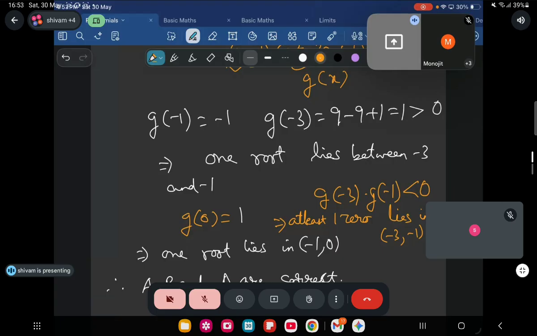Total how many negative real zeros do we have? I'm talking about f(x) only. How many negative real zeros do we have? 2. So how can option C be correct? Is it clear? Okay. So this completes our chapter 11. Polynomials is complete. We'll start with quadratic equations.